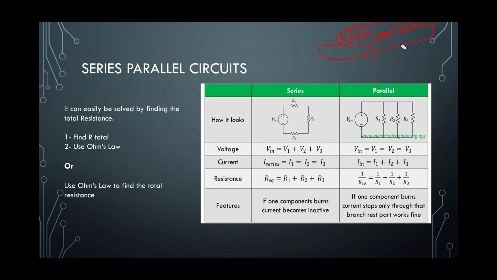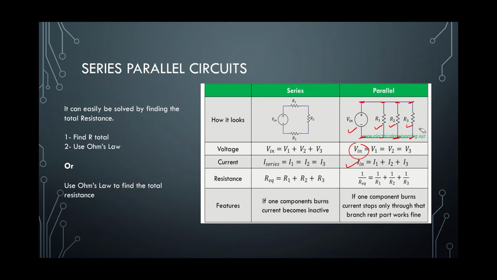The parallel arrangement has resistors that are connected at 2 points, here and here. So this kind of arrangement is called a parallel circuit. What are the characteristics of this combination? The source voltage will be the same as V1, V2, V3. Why? Because the same amount of potential difference will be applied here, here, and here.